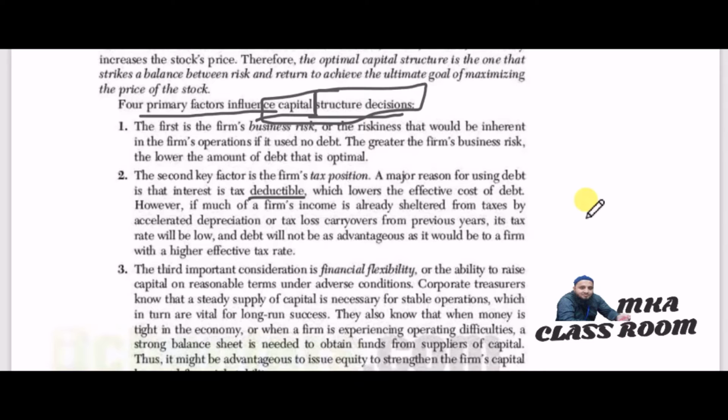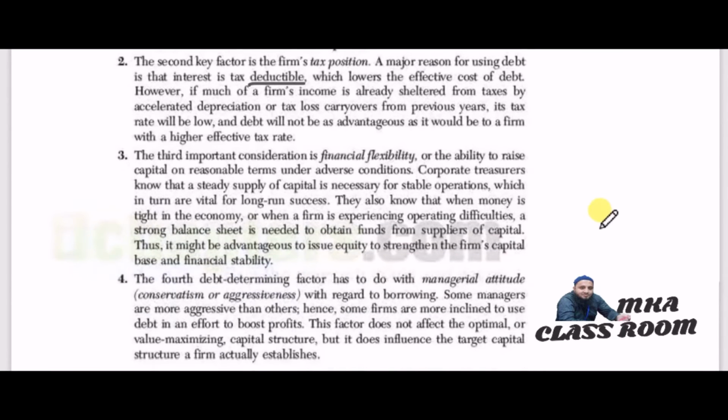The third important condition is financial flexibility, which is the ability to raise capital on reasonable terms under adverse conditions. Corporate treasurers know that a steady supply of capital is necessary for stable operations, which in turn are vital for long-term success. They also know that when money is tight in the economy, or when a firm is experiencing operating difficulties, a strong balance sheet is needed to obtain funds from suppliers of capital. Thus, it might be advantageous to issue equity to strengthen the firm's capital base and financial stability.